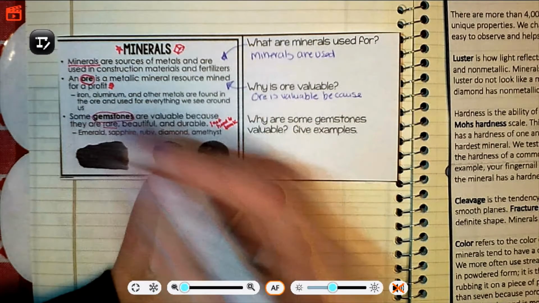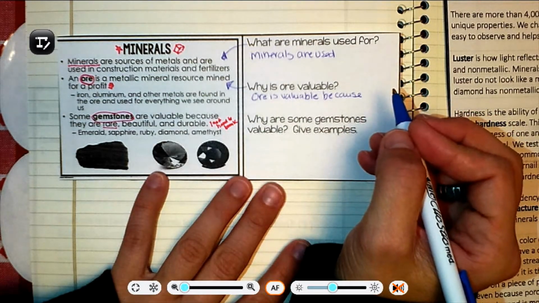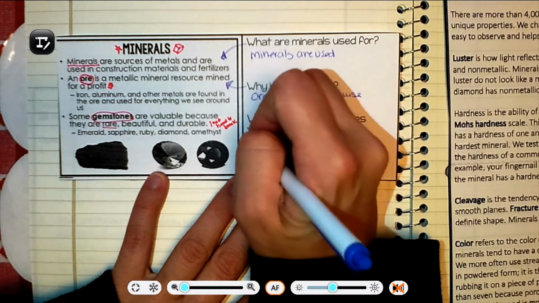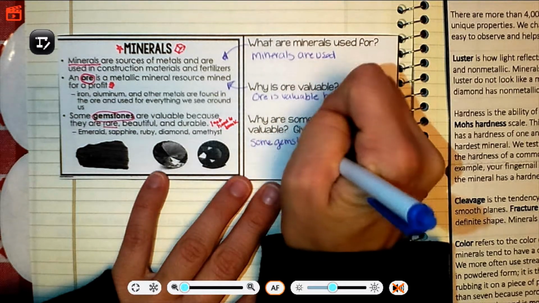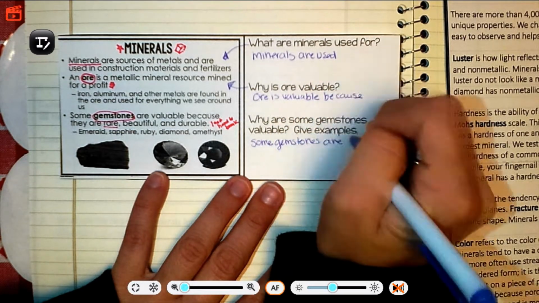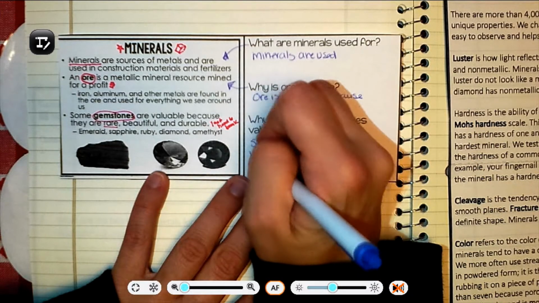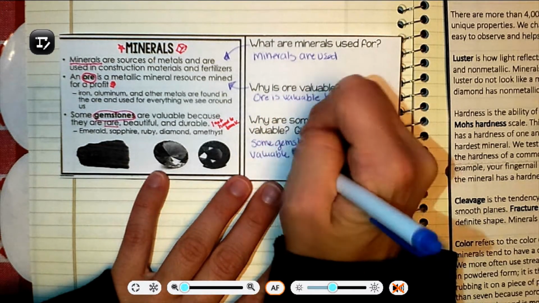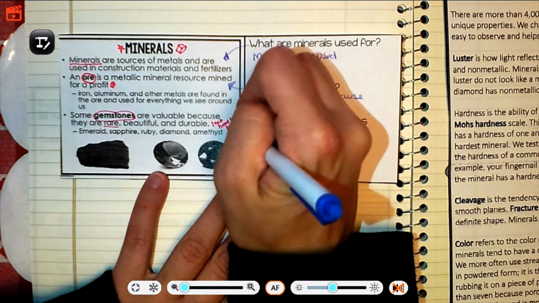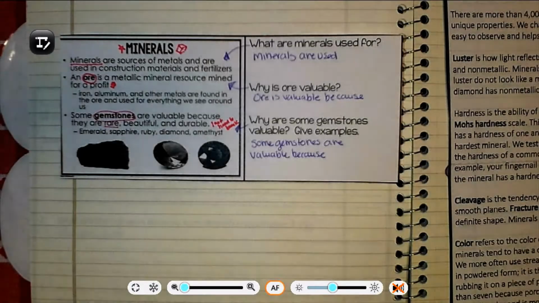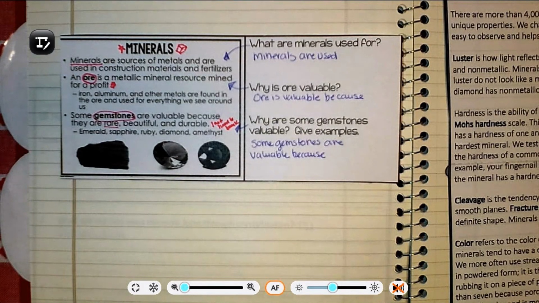So 1, 2. Why are some gemstones valuable? Give examples. Some gemstones are valuable because, finish that sentence, and you'll find that in the third one. When you're finished with that guy, you are going to get him glued into the top of the page. Let me zoom back out.